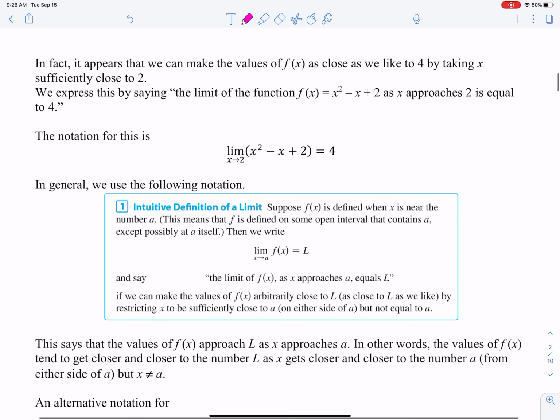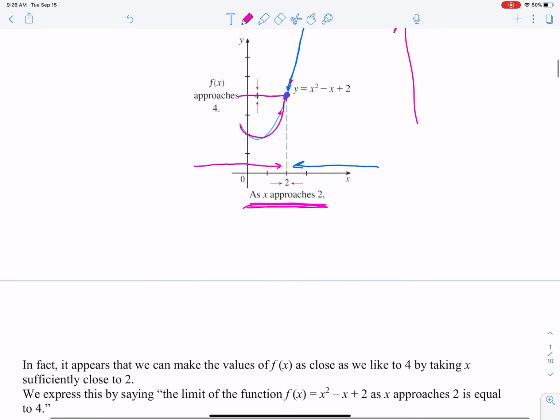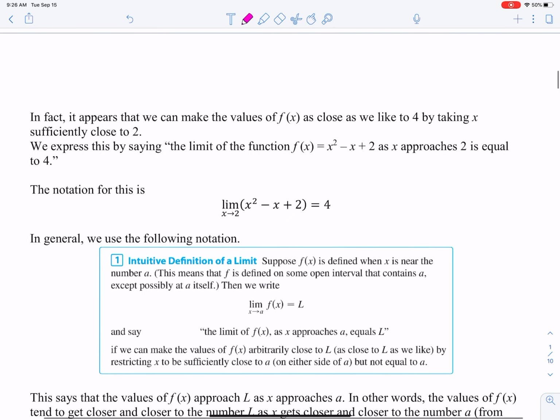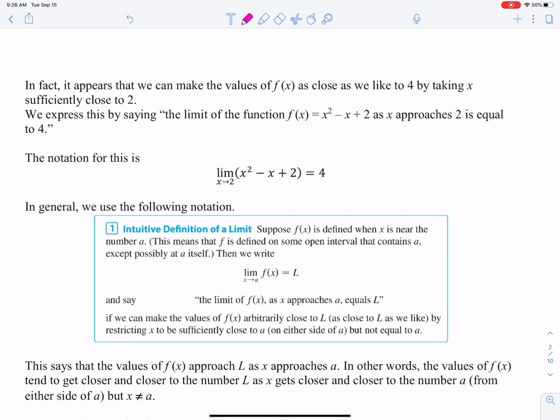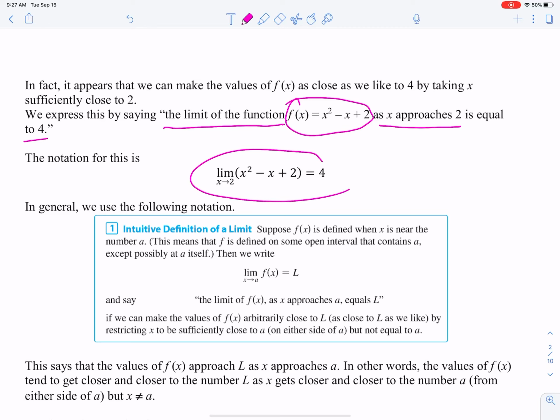All right, so in fact, it appears that we can make values of our function f of x as close as we like to 4 by taking x sufficiently close to 2. Again, that's what we were just doing, approaching 2 from either side, getting sufficiently close or infinitely close to 2, we could definitely see that the function value was getting infinitely close to 4. So the way we say this now is the limit of this specific function as x approaches 2 equals 4. Okay, so that's how you say it, and this is the notation.